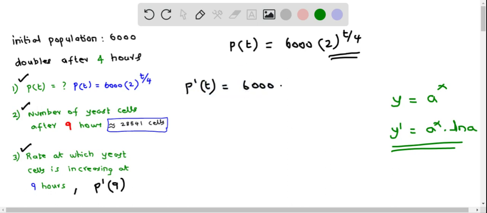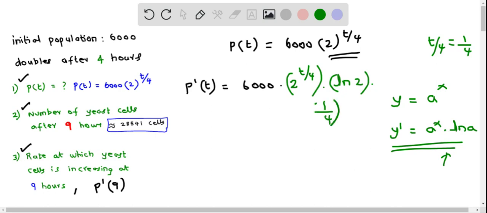So as of now, we have 6000 times the derivative of 2 raised to the power of t by 4. According to this rule, I have to put a raised to the power of x, that is, the same quantity, 2 raised to the power of t by 4, multiplied by the natural logarithm of a, which here is 2. And then we will also have to apply the chain rule to find the derivative of t by 4. The derivative of t by 4 with respect to time is, I'm sorry, it is 1 by 4. So we will also have to multiply by 1 by 4.